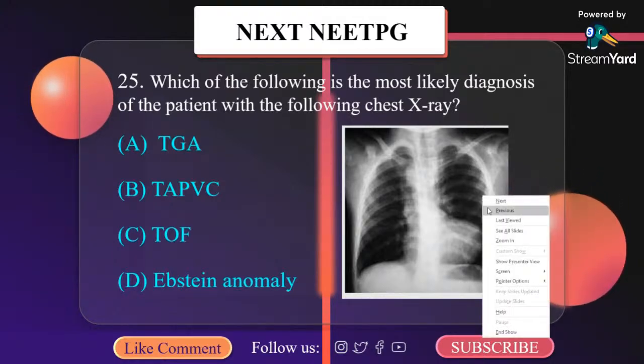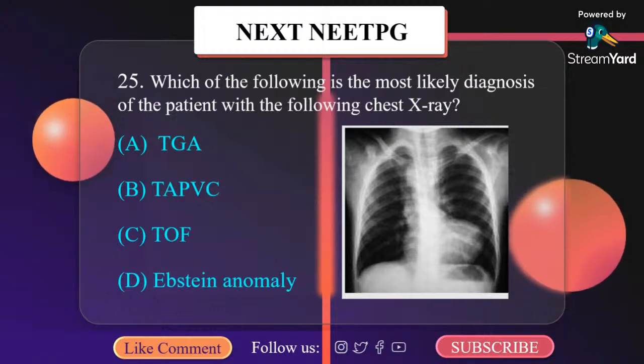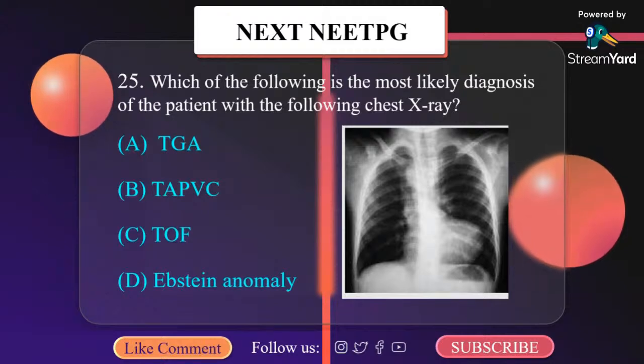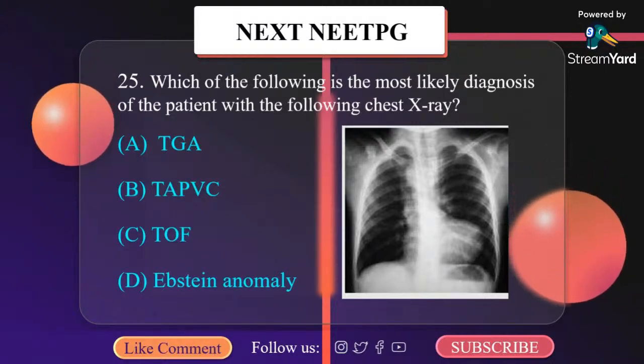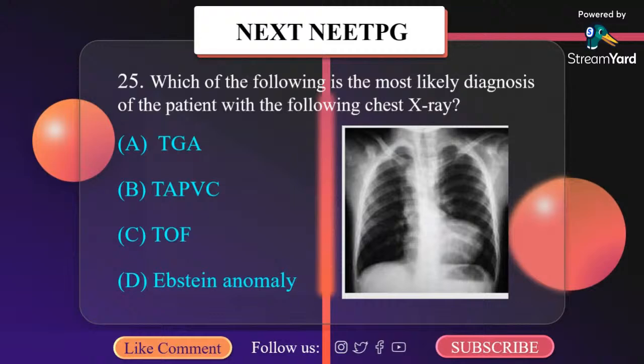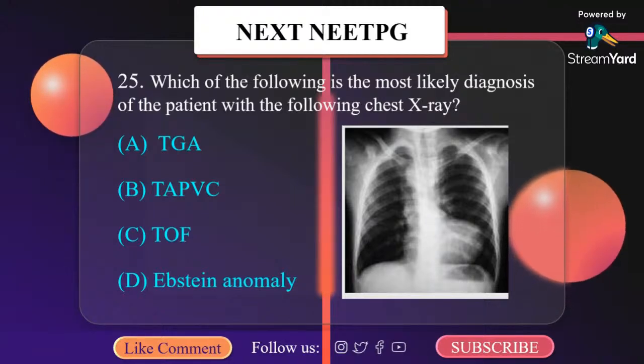The condition is called coeur en sabot. So it is definitely the tetralogy of Fallot. It is a boot-shaped or wooden-shoe-shaped heart, also called coeur en sabot. Hilar areas are clear, lung fields are clear because of diminished pulmonary blood flow. A large aorta is there and a right-sided aortic arch is there.